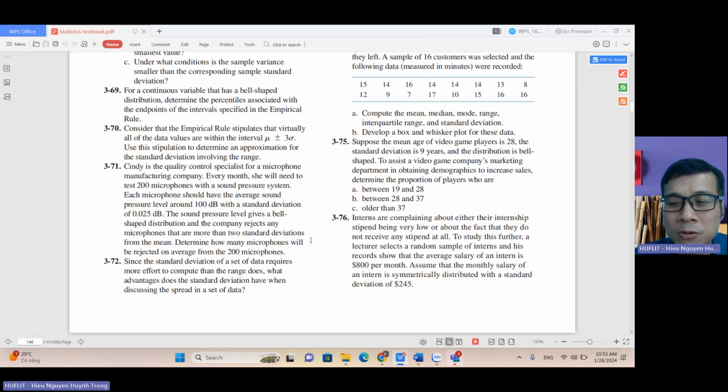Okay, the textbook I already uploaded on the Moodle. So you can download the textbook and follow the lesson together with me. So let's take a look at 3.71 here.